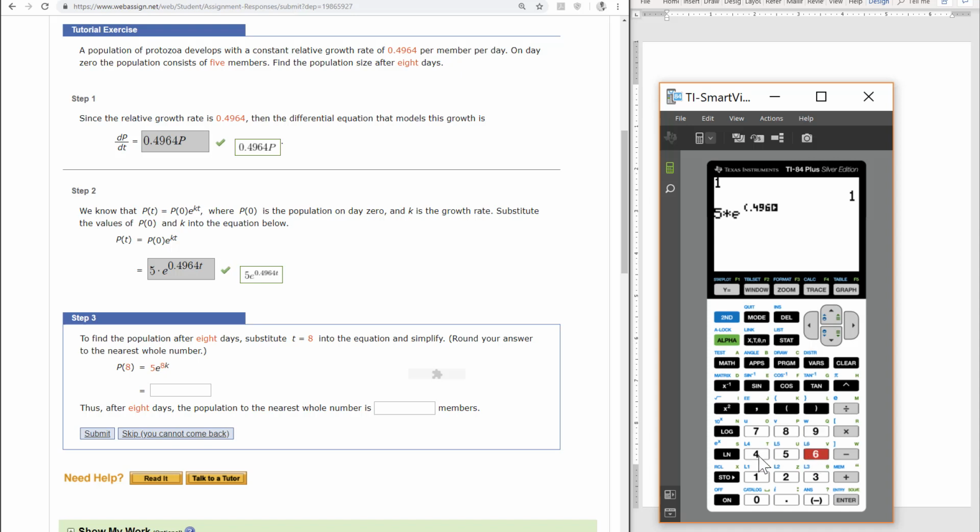And then you have 0.4964 times 8, and then close. So if you have a calculator where getting this caret automatically brings you to the exponent, then you don't need parentheses, but in case it doesn't do that, then you should definitely put parentheses. And then we'll press enter, and we have 265.2, so rounding off to the nearest whole number is going to be 265. Thus, after 8 days, the nearest whole number is 265 members.